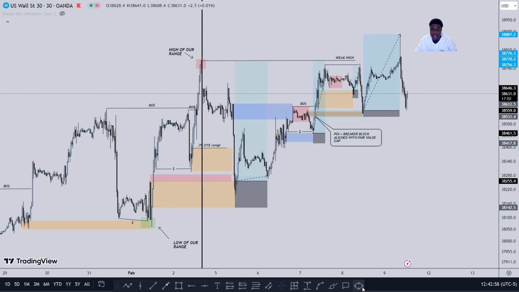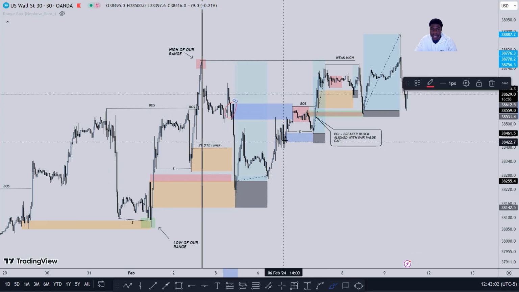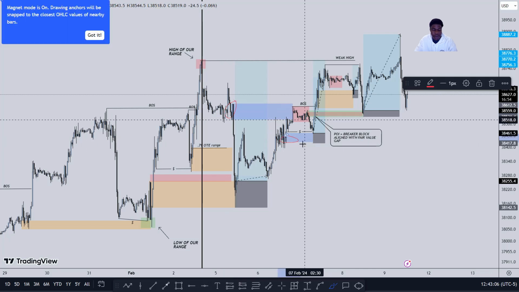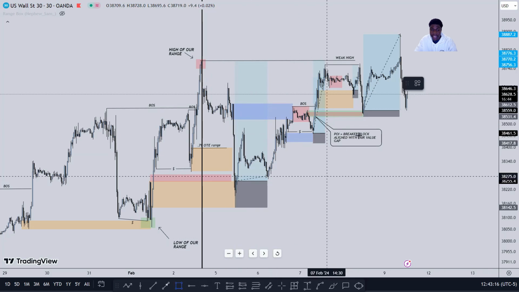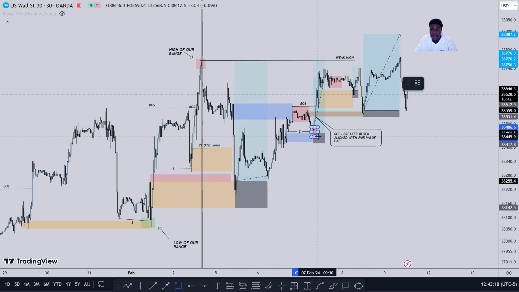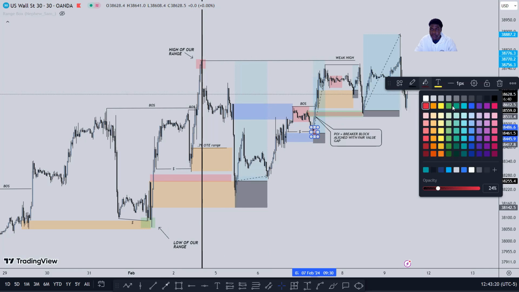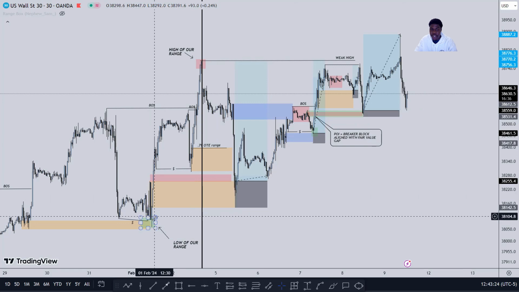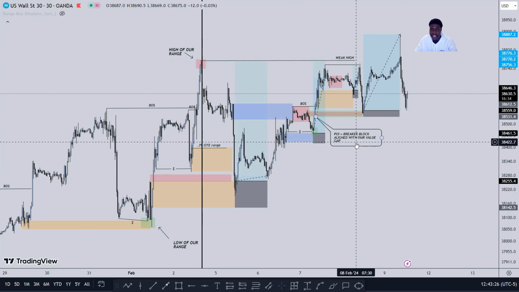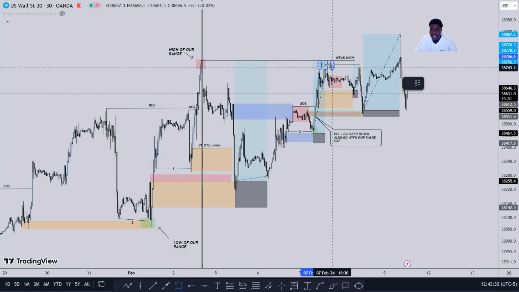Then price used this bearish engulfing order block to come back down, clearing the liquidity from these old lows, and tapped into this bullish engulfing order block to give us another break of structure, right? So now this was our new low of the range, boom, of our internal range. So this is our higher time frame range, and this right here is our lower time frame range.